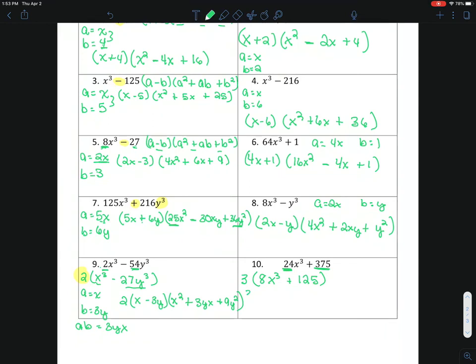So again, that 3 just hangs out. My A is 2x. My B is 5. So I have 2x plus 5. Then I have 4x squared minus 10x plus 25. There we go. And I hope I didn't make any mistakes in there.